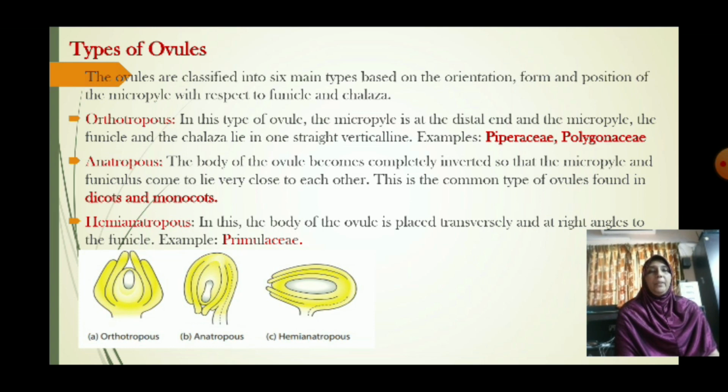The third type in the picture is hemianatropous. In this, the body of the ovule is placed transversely and at right angles to the funicle. Example will be Primulaceae members.